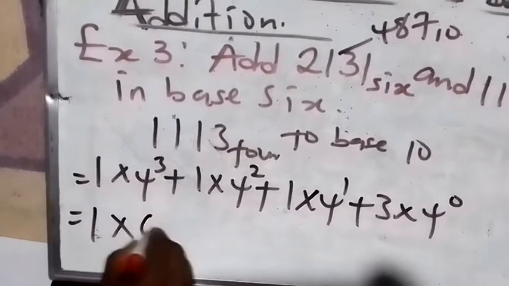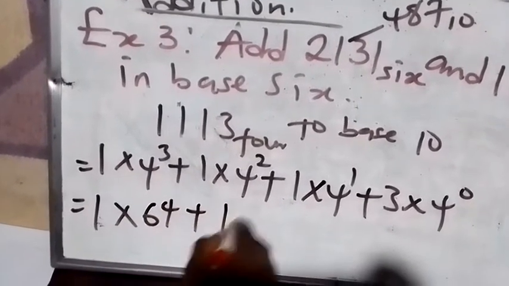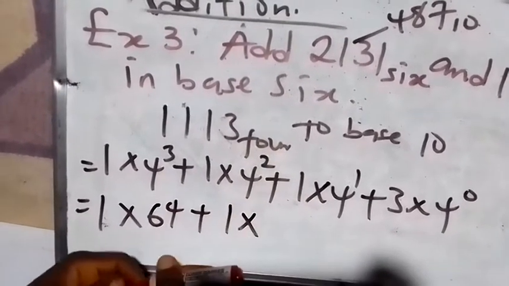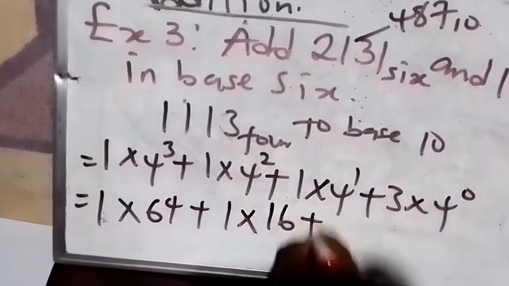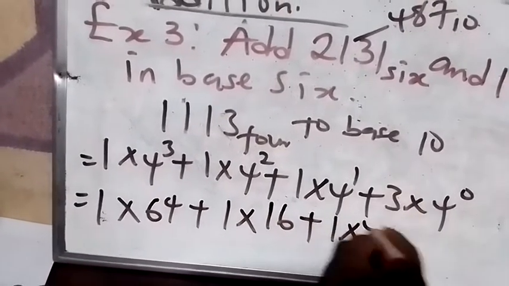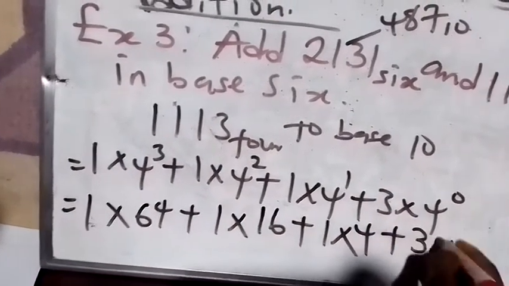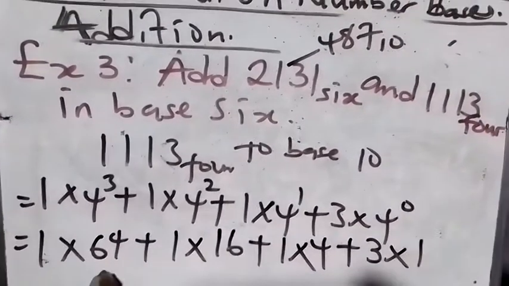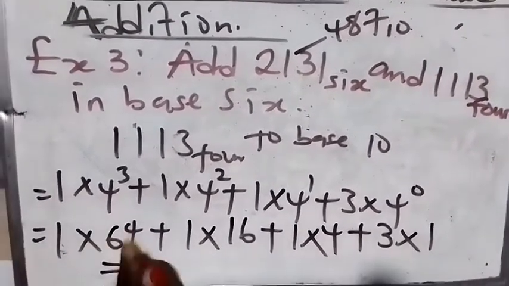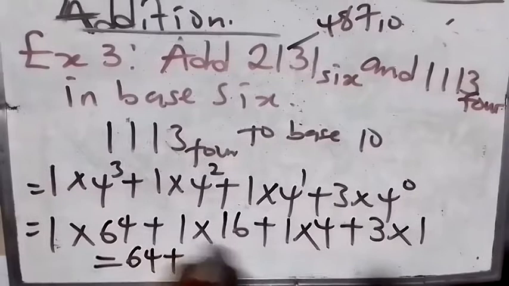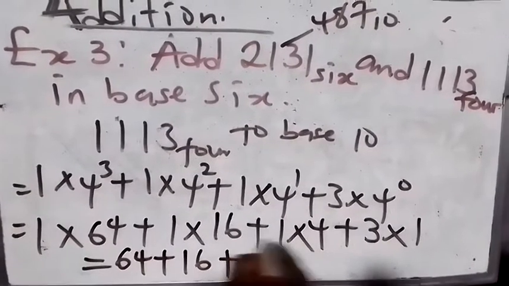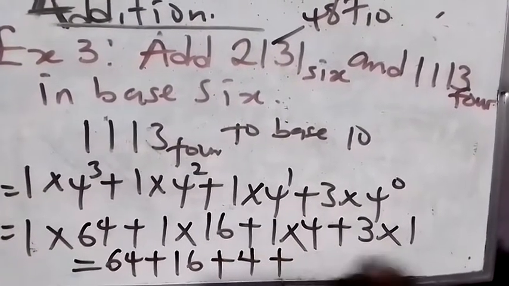64 plus 1 times 4 raised to power 2, that's 4 times 4, that's 16. Plus 1 times 4 raised to power 1, that is 4. Plus 3 times anything raised to power 0, that is 1. So 1 times 64 is 64. Plus 1 times 16, 16. Plus 1 times 4, 4. Plus 3 times 1, 3.